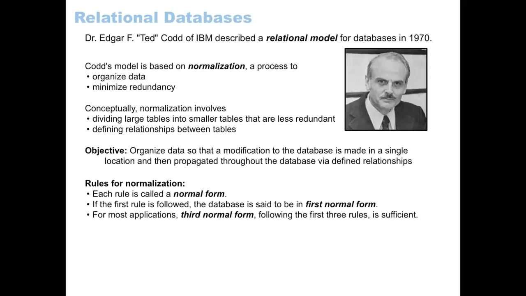The rules for normalization, each rule is called a normal form. If the first rule is followed, then the database is said to be in first normal form. In most cases, third normal form is sufficient, following the first 3 rules for normalization.